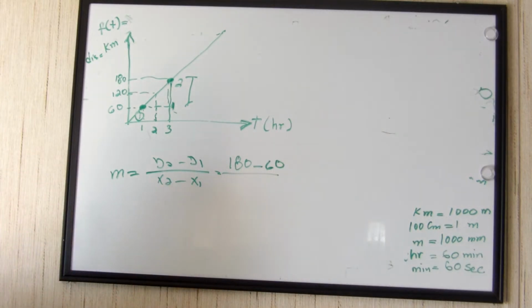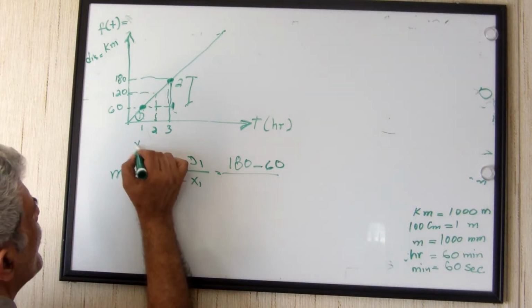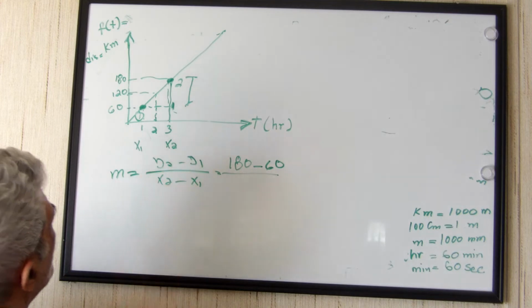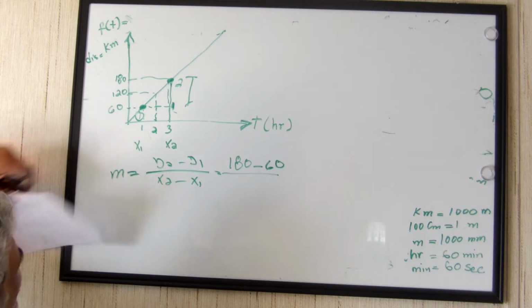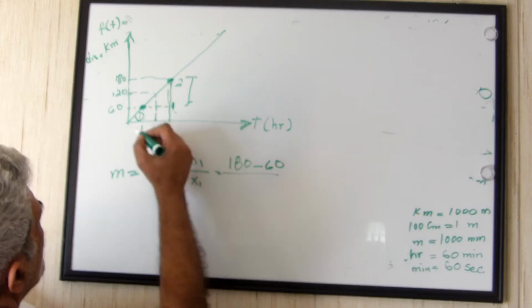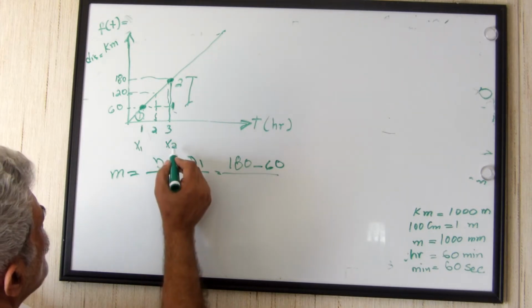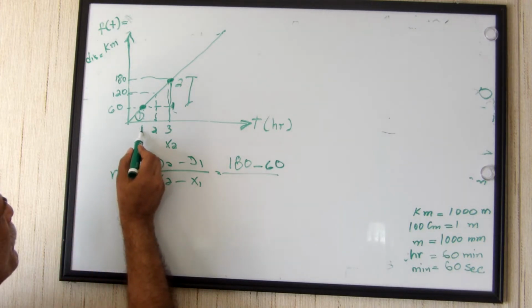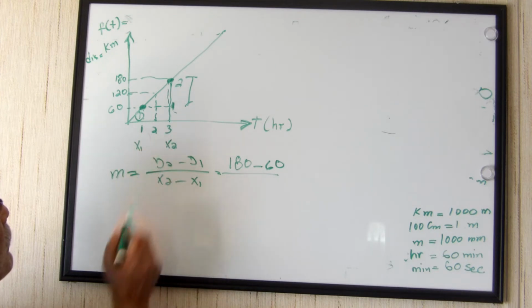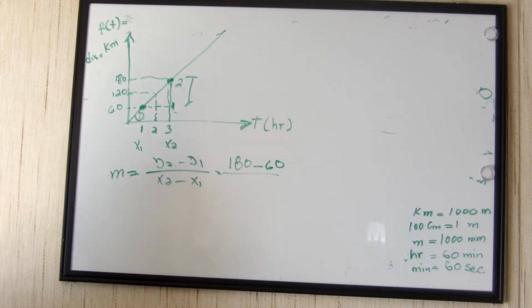And x2, how about x? This is x, from here x1 is going to x2. So x2 is going to be 3 and x1 is going to be 1. I mean x2, in 3 hours, 3 hours has passed.